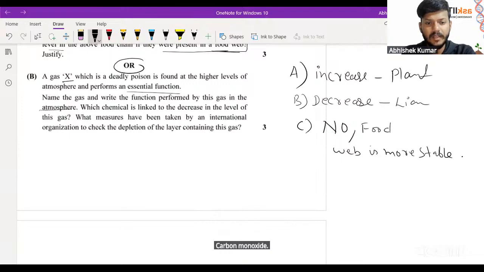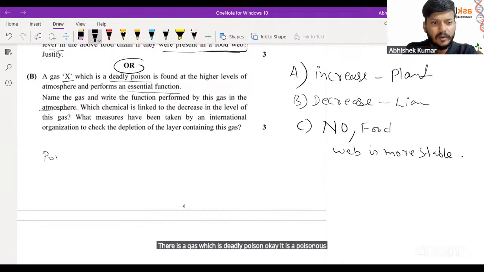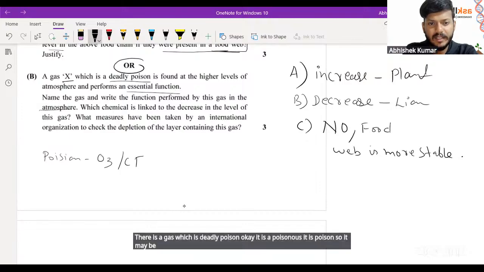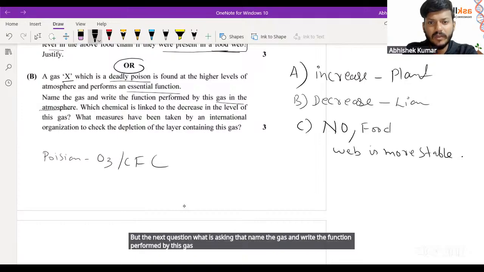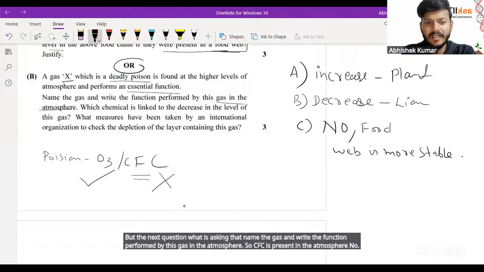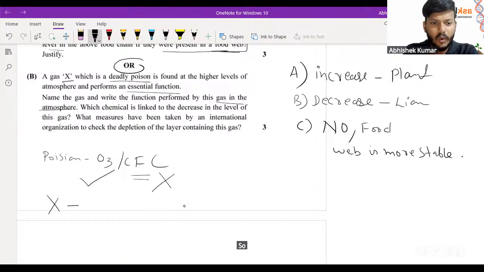Yeah, there is a gas which is a deadly poison. Okay, it is poisonous. So it may be ozone or CFC both. But the next question is asking to name the gas and write the function performed by this gas in the atmosphere. So is CFC present in the atmosphere? No, but ozone is present in the atmosphere, right? So the X will be ozone.